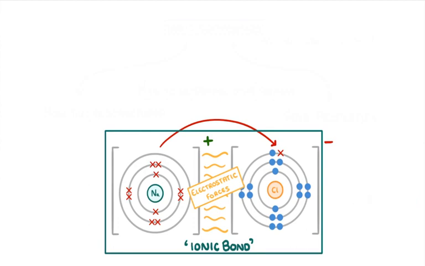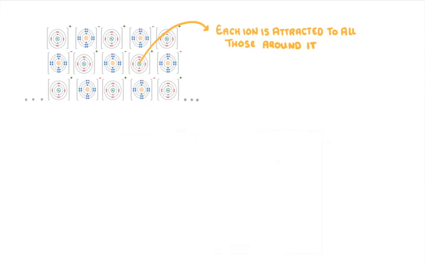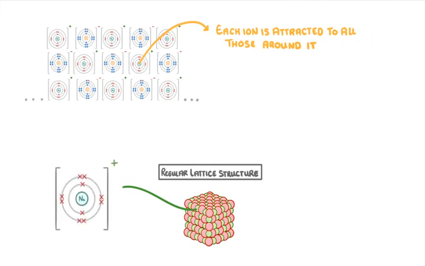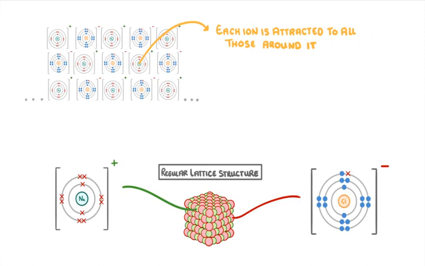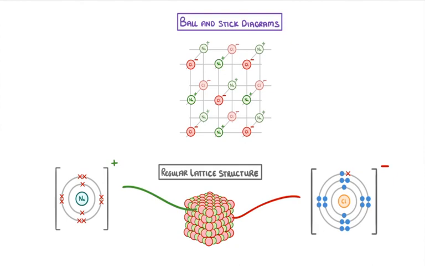In real life though, ionic compounds generally involve tons of ions, not just a couple like we showed at first. And the positive and negative ions alternate, so that each ion is attracted to all of those around it. And as this happens in all directions, it would actually form 3-dimensional structures that we call regular lattice structures. So in our drawing here, the green ions represent the positive sodium ions, and the red ones are the negative chloride ions. We can also represent these ionic compounds with ball and stick diagrams, where we show the different ions and put lines between them to represent the ionic bonds.